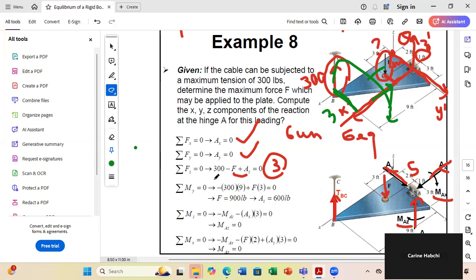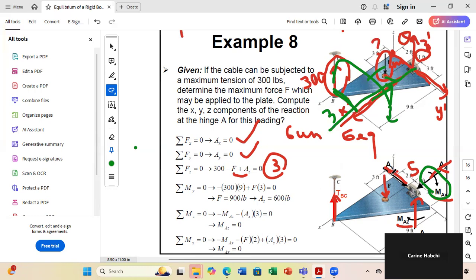So I have minus 300 times 3, plus F times 1. This will give me a moment about x-axis passing by A. And what else do I have? Don't forget please the cable moment. I have MAX, I should put it. The equation I wrote is about x-axis passing by A.